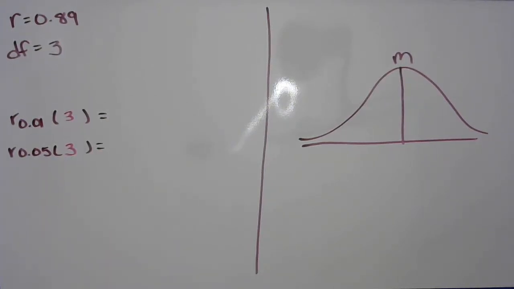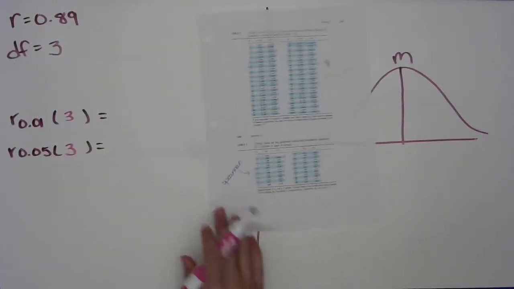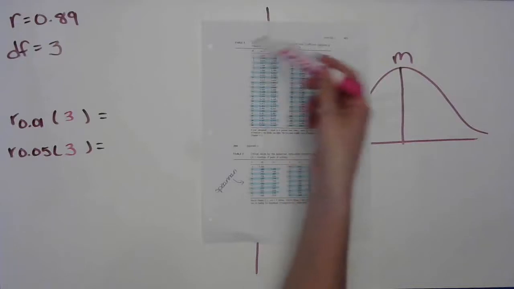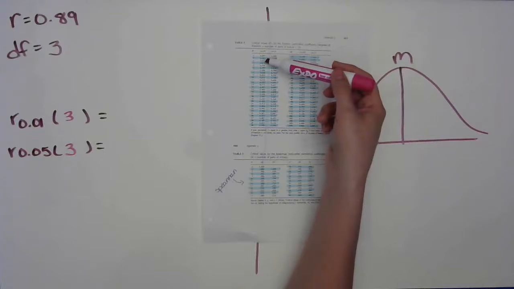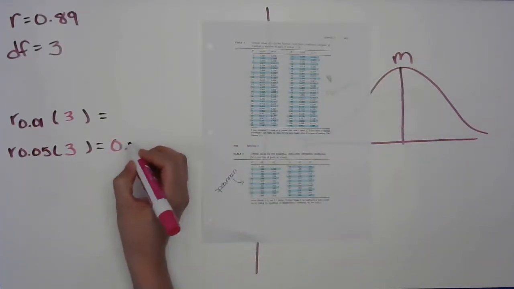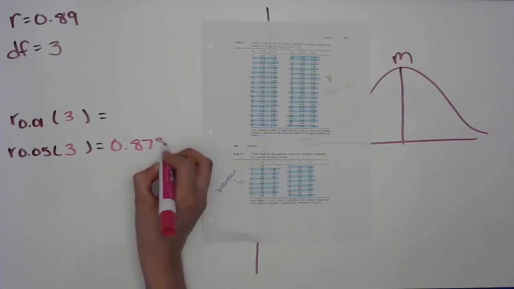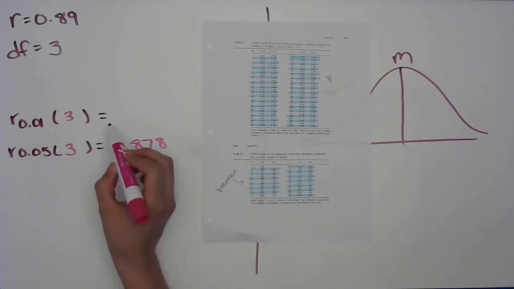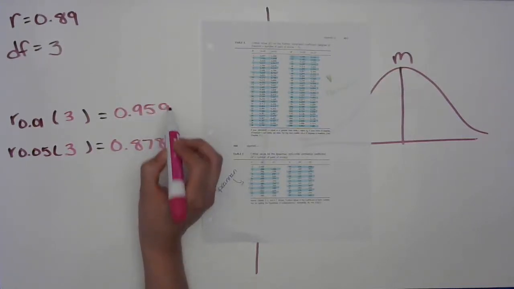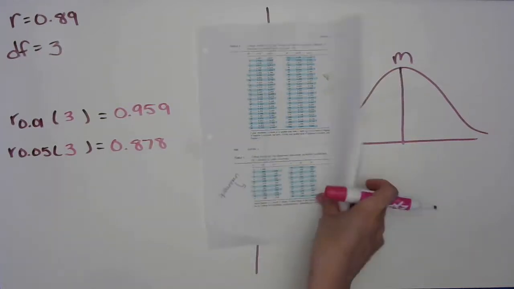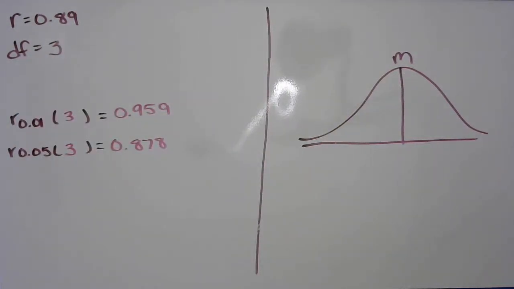So when you look at your table here, we have got a degree of freedom of 3. So the 0.05 for 3 is 0.878. And then for the 0.01 is 0.959. Okay, now let's go ahead and see if we can reject H0. Now there's 2 different ways that you can do this. Well, there's actually a bunch of different ways that you can do this, so I'll show you a few.